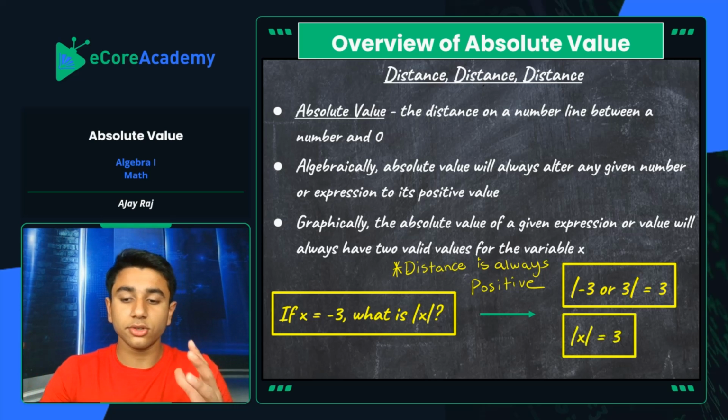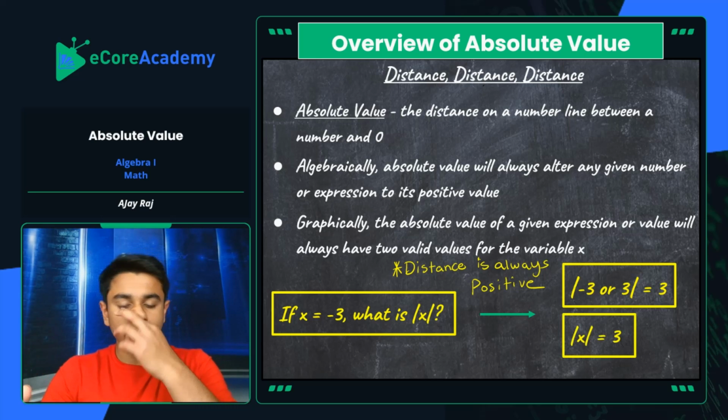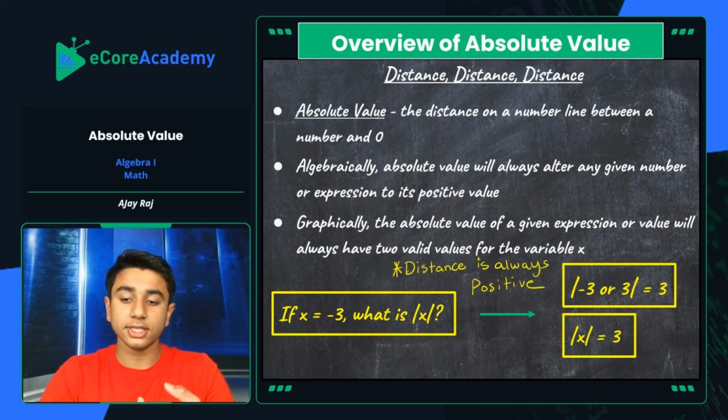And what is the actual answer to the problem? Well, the absolute value of x is always going to equal 3. Whether x is either -3 or 3, like I said before, you're always going to get that positive value because distance is always positive, and you're calculating that same distance from 0.